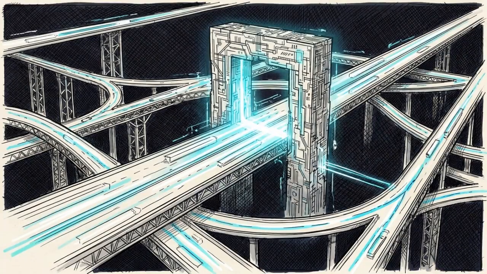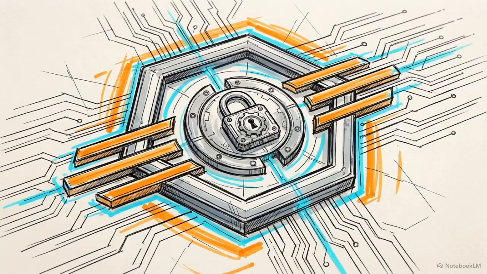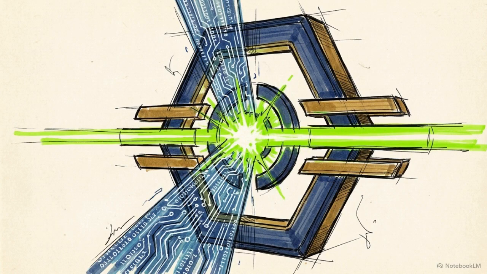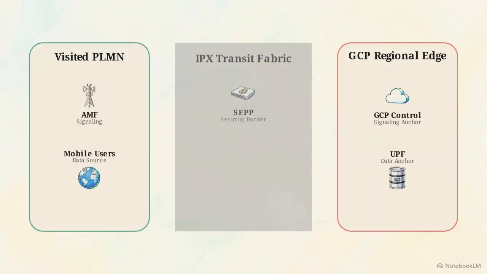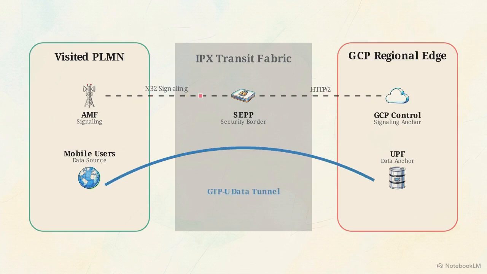Integrating these distributed domains requires routing across the IP exchange, or IPX. For 5G standalone networks, the IPX utilizes a Security Edge Protection Proxy, the SEPP, acting as the mandatory border checkpoint for inter-operator signaling. In this map, the dashed line represents authentication signaling. When a user registers, the visited AMF routes its query directly through the SEPP, ensuring strict security and topology hiding between the two operators. Now look at the thick line representing the user plane payload.